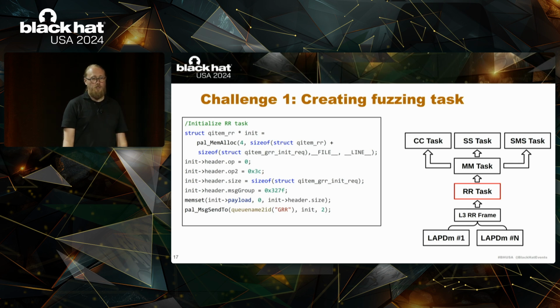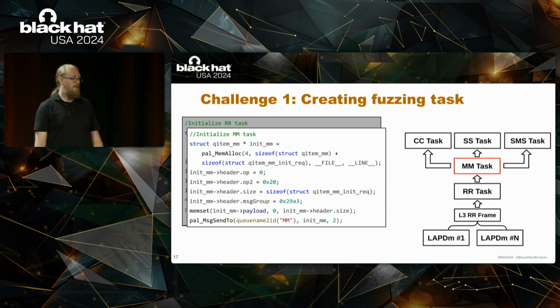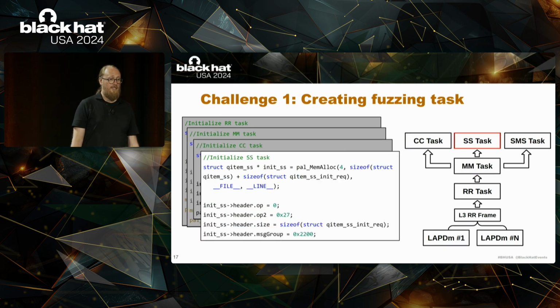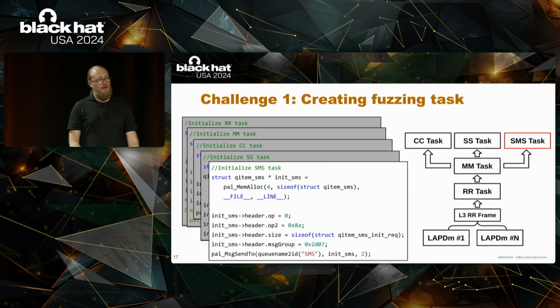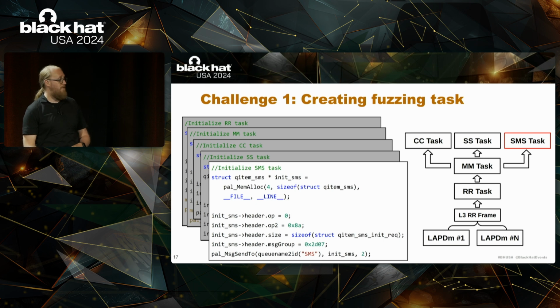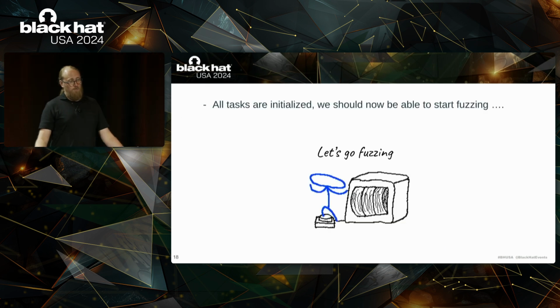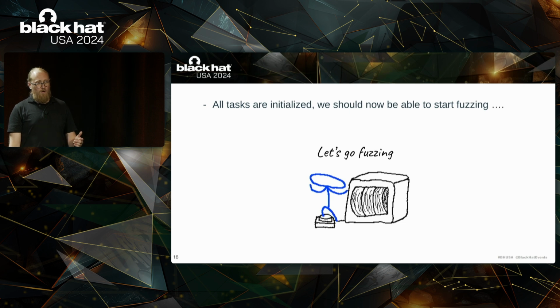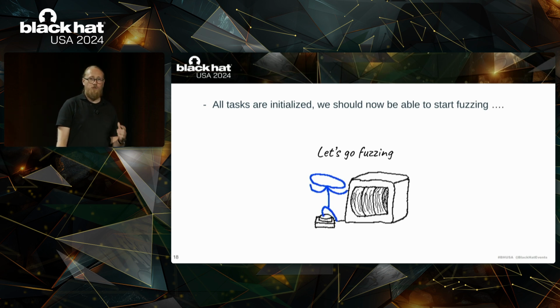Here's the code for doing this for the RR task, but of course we also had to do it for the MM task, the CC task, the SS task, and the SMS task. In each of these cases, these constants were different, and it was basically spending some time reverse engineering the baseband firmware. So then we thought, hey, all our tasks are initialized. Let's start fuzzing. Let's try and see what happens. Unfortunately, the fuzzing was not successful yet.